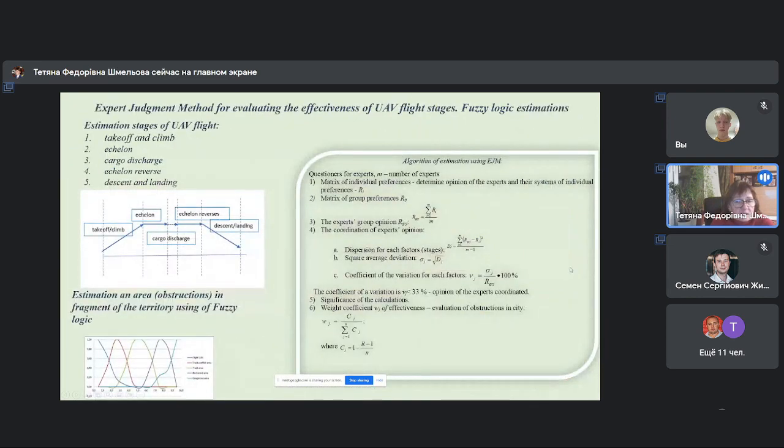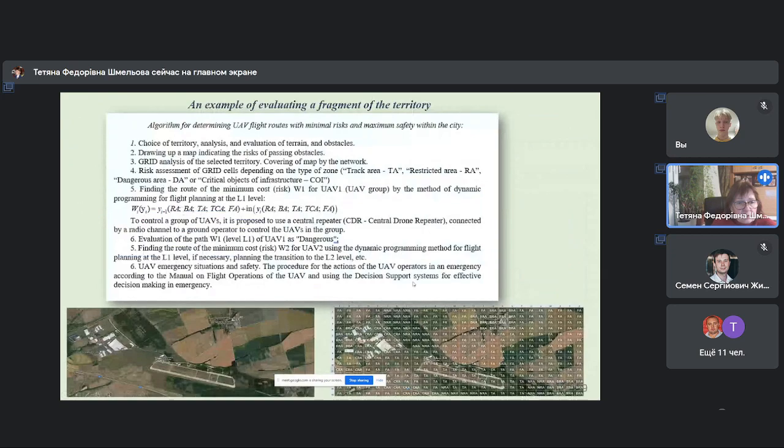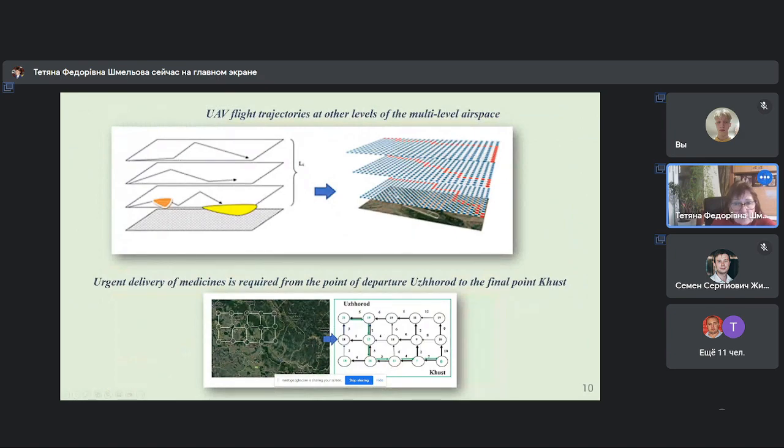On this slide, you can see the algorithm of estimation using expert judgment methods and estimation stages of flight and terrain. On this slide is an example of estimation of terrain according to abstraction on this landscape. If we have multiple levels, we estimate each level of flight of drones. And on this slide, you can see an example for medicine, urgent delivery of medicine from Uzhgorod to Khust. This is a very complex situation and terrain, and the drone has advantages for this delivery. And this is the decision for the task Uzhgorod to Khust.